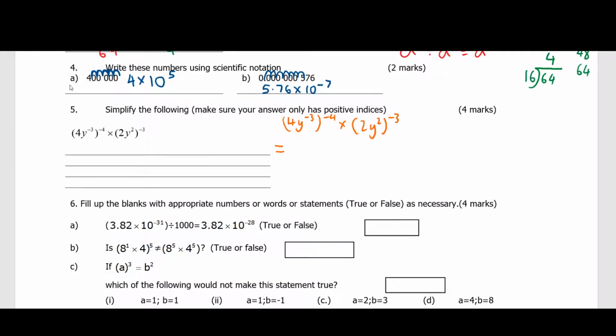Here's how I can solve it. 4 to the power of negative 4, that's this. And then I've got y to the power of negative 3 times negative 4. That's going to leave me with y to the power of 12, times 2 to the power of negative 3, and then y to the power of 2 times negative 3, that's negative 6.